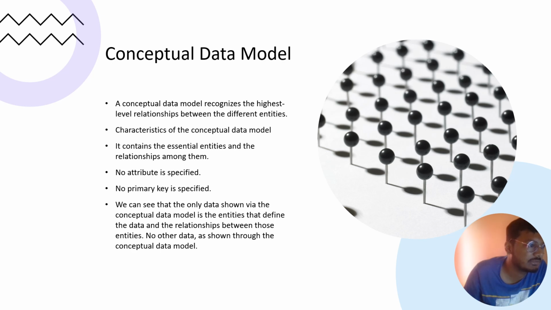Characteristics of the conceptual data model: it contains the essential entities and the relationship among them. No attributes are specified, no primary key is specified. We can see that the only data shown via the conceptual data model is the entities that define the data and the relationship between those entities, not other data, as shown through the conceptual data model.